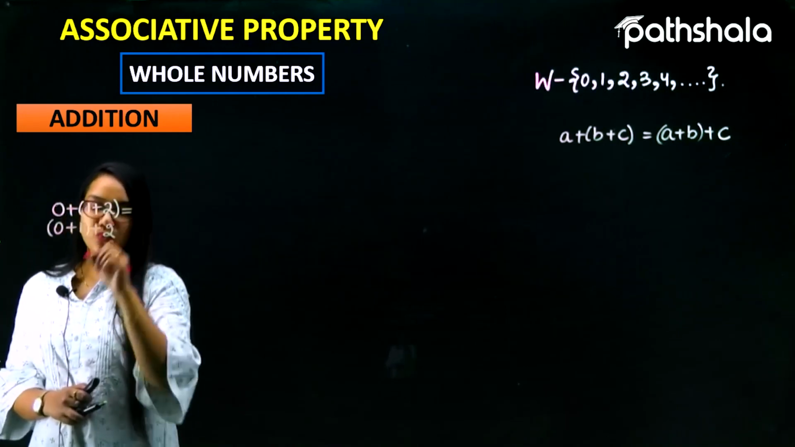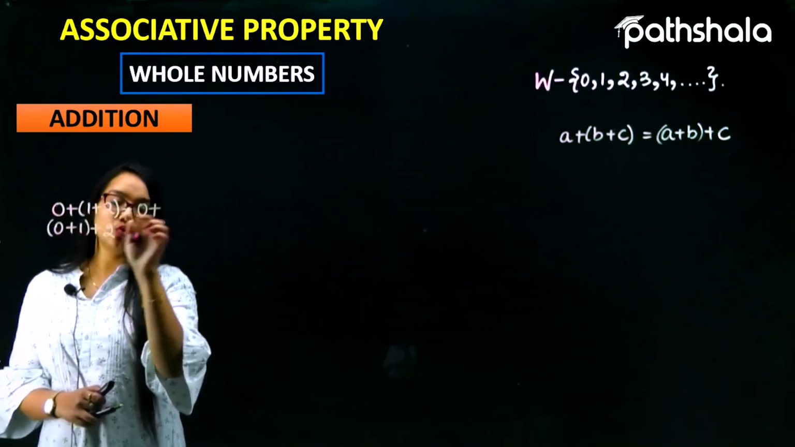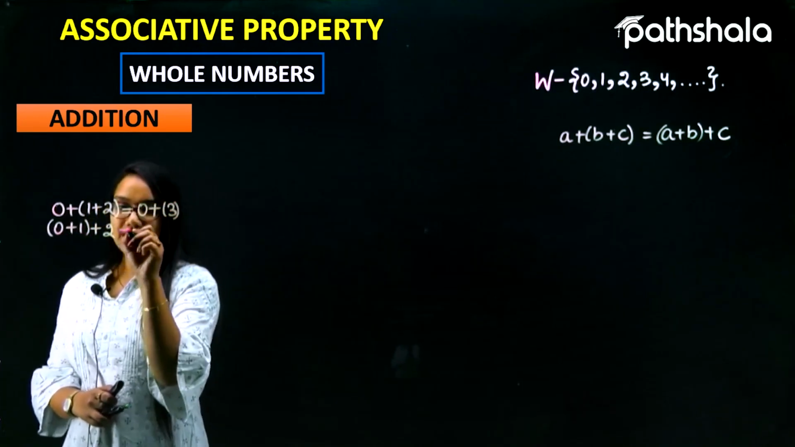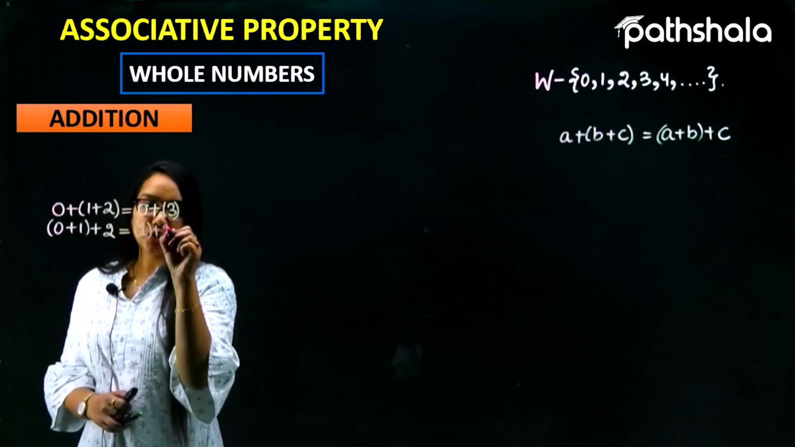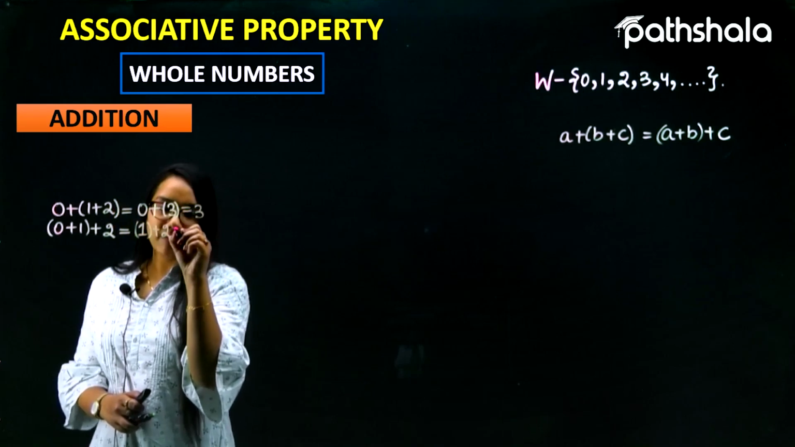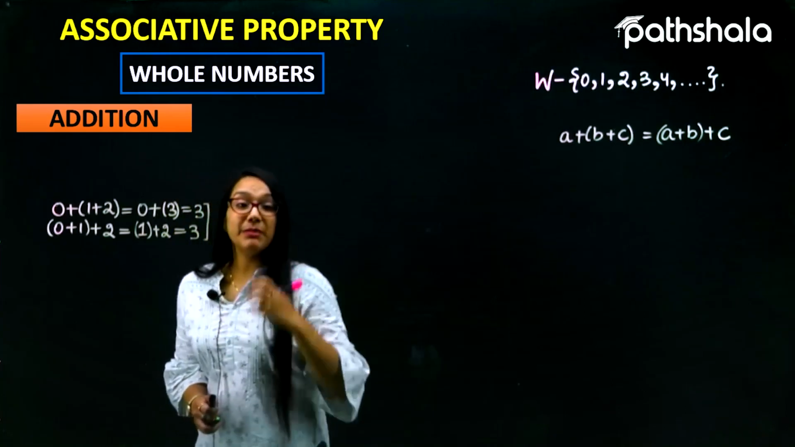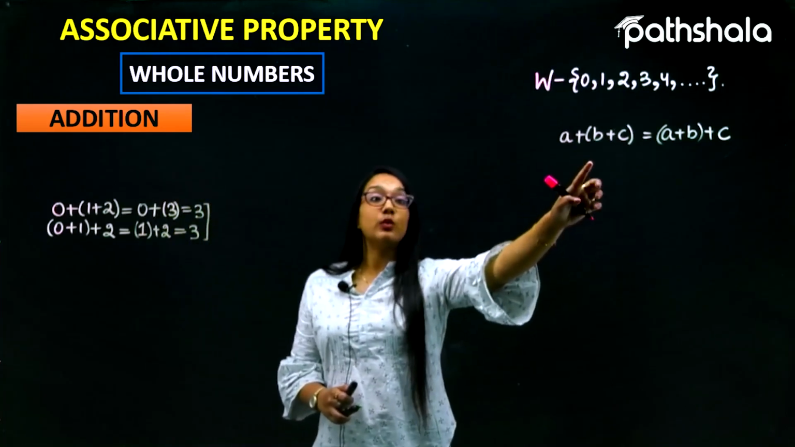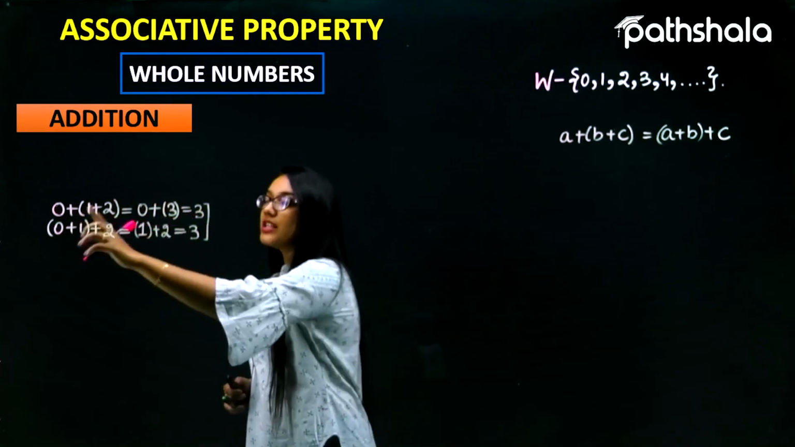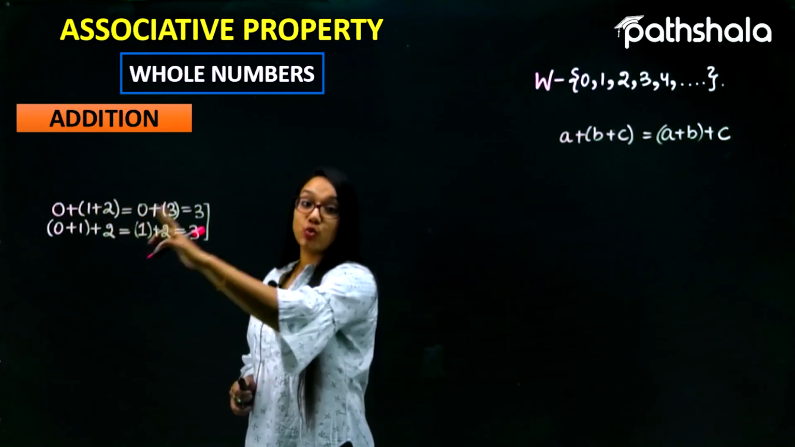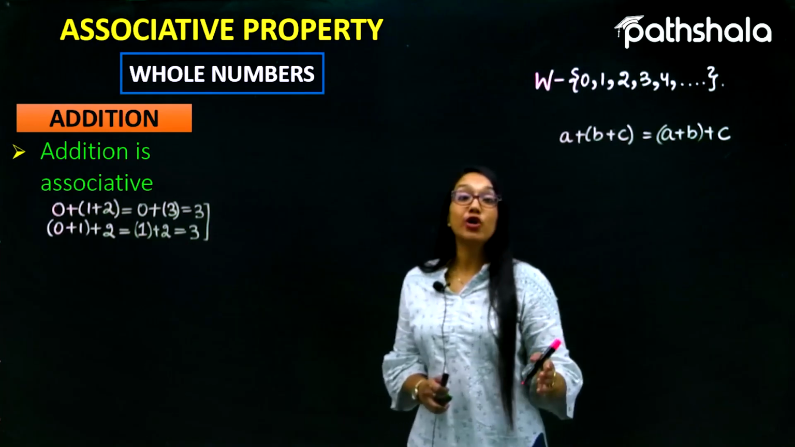The answer of the first one will be 0 plus the bracket. The answer of the bracket will be 1 plus 2, which is 3. For the second case, the answer of the bracket will be 0 plus 1, which is 1, and then 1 plus 2. So 0 plus 3 is 3, and 1 plus 2 is 3. The answer of both of them is the same. It means that A plus (B plus C) is equal to (A plus B) plus C for addition, where A is 0, B is 1 and C is 2. It means that addition is associative in nature for the whole numbers.